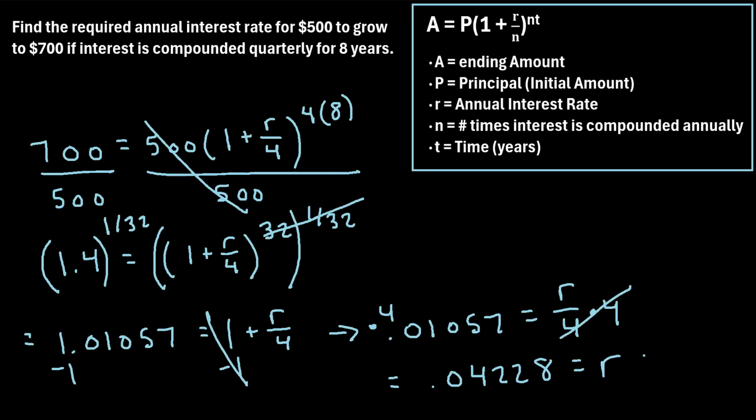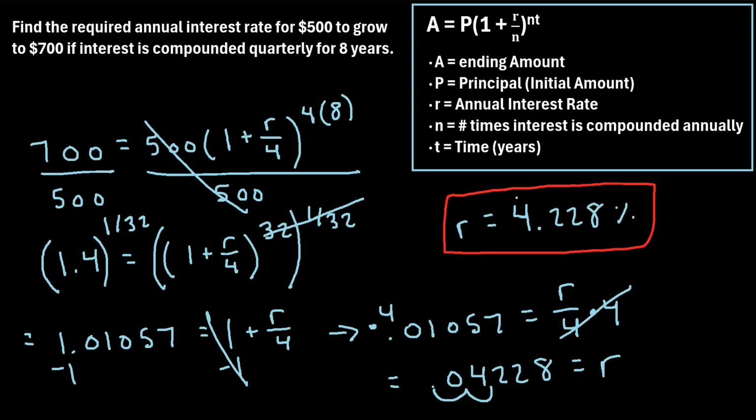So here's our answer. If we want to write it as a percentage, we can just move the decimal point 2 places to the right. So our final answer is going to be R is equal to 4.228%. So that is the interest rate that is required for this $500 to grow to $700 if it's compounded quarterly for 8 years.